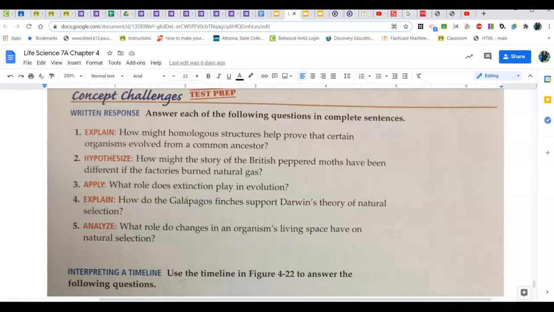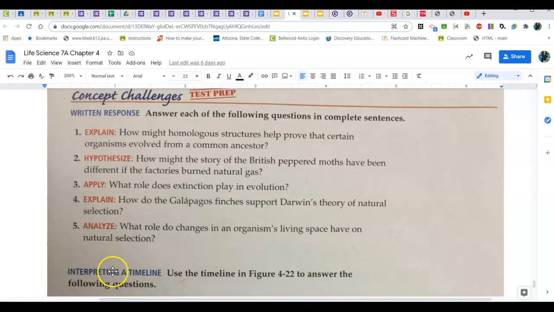Number 4, explain how do the Galapagos finches support Darwin's theory of natural selection? Well, somewhere along the line, one pair of finches made it to the Galapagos Islands. Those finches went through different species as they moved into different parts of the island, and this is where each species adapted for its own niche, and that's how it supports Darwin's theory. From the type of beaks that they had to where they lived, each type of finch evolved because of the different roles that it took on the island.